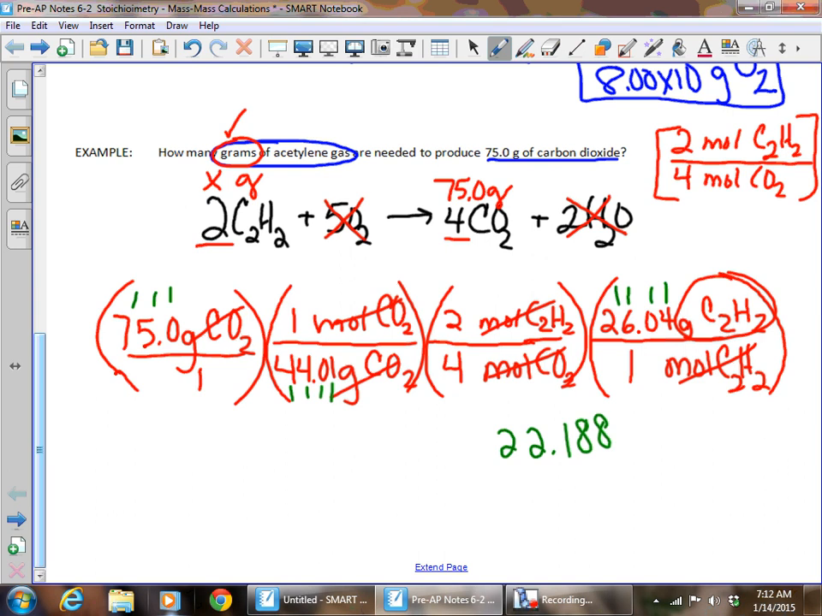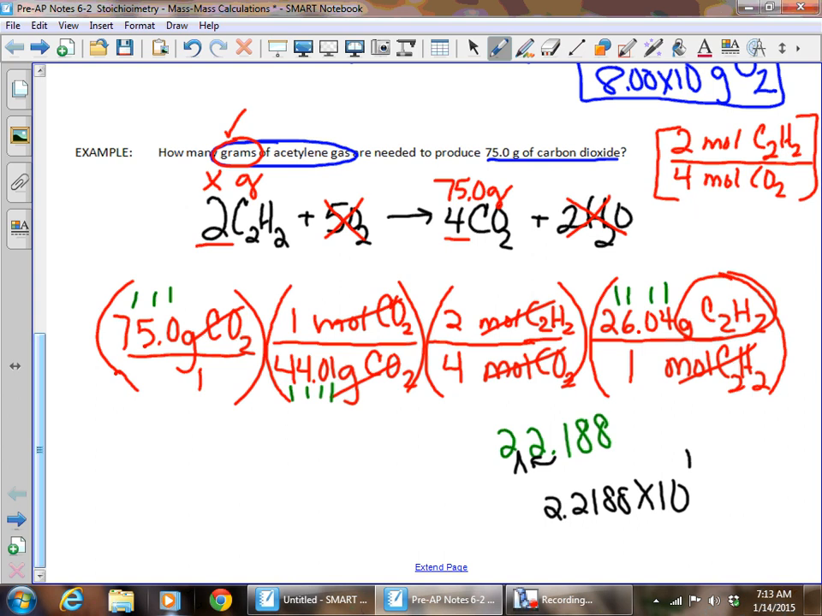Let's get it in the correct scientific notation first. I've got to move that decimal 1 place. 22 is a number greater than 1, so it's going to be a positive exponent. And so I've got 2.2188, sorry, times 10 to the, and I moved the decimal just 1 place, so times 10 to the first.